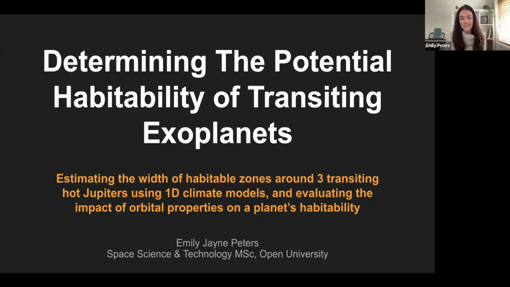I was interested in taking a look at the potential habitability of a very wide range of Exoclock targets, and just decided to narrow down on a couple based on what we were able to observe using PIRATE. So I'll talk a bit more about that in a moment.